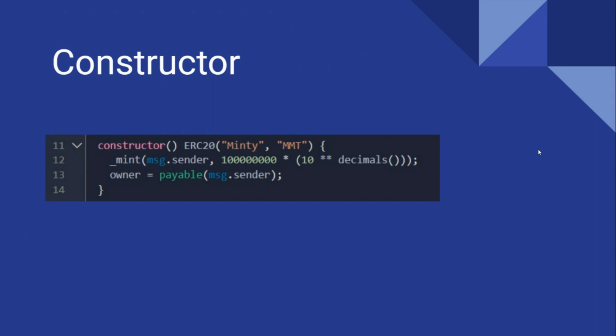So the next thing is a constructor. This is a part of the smart contract that runs only one time, and the only time that it runs is when it is being deployed to the blockchain. So in this constructor function, it's basically minting 100 million tokens and sending it to the owner of the contract. And that can only happen once. So that's what that means.